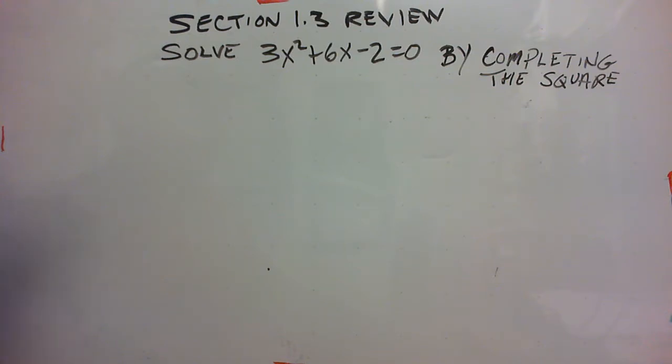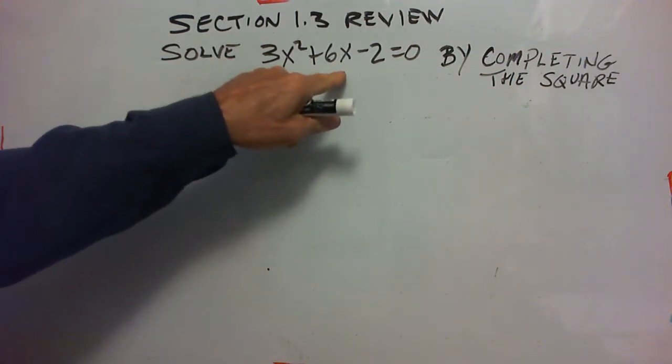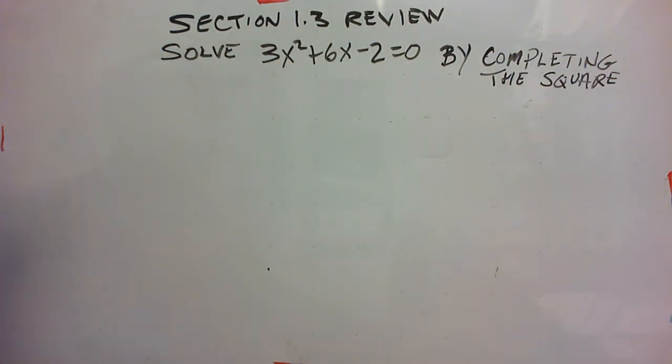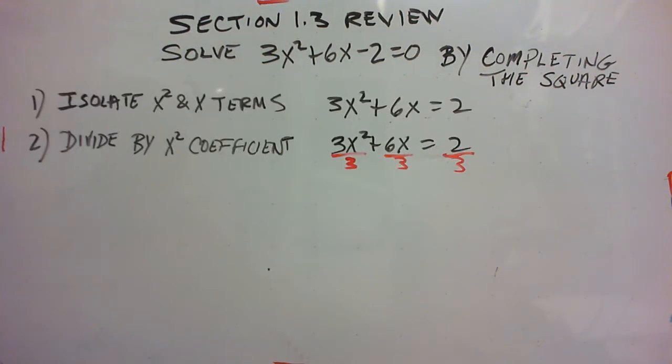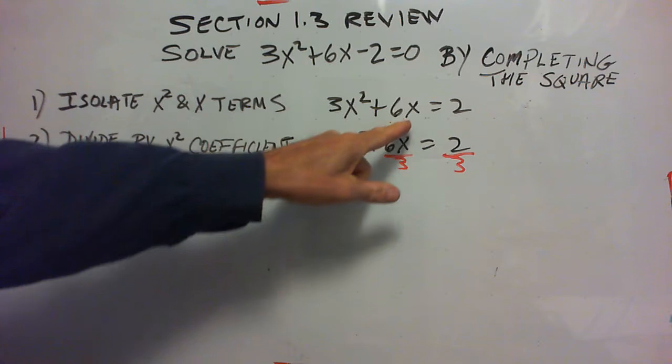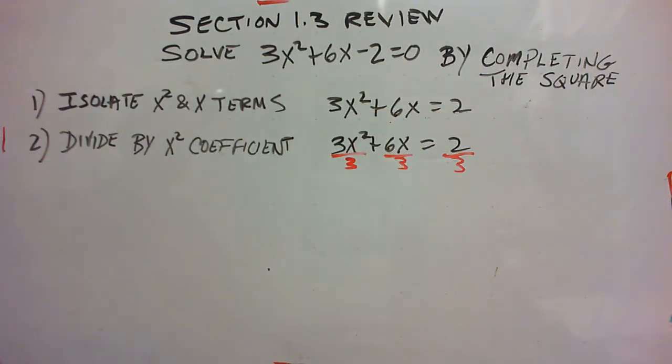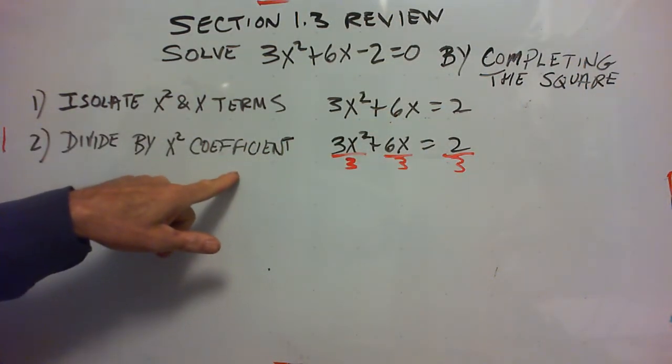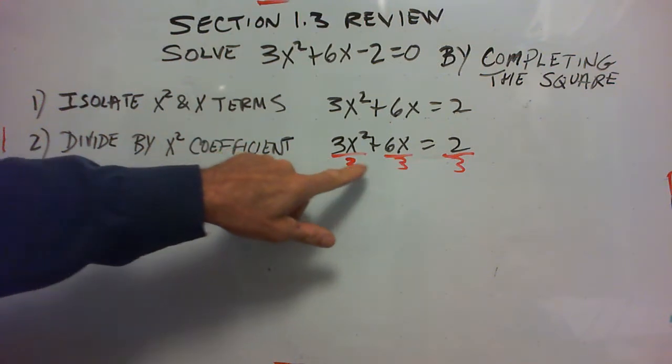Okay, in our next problem, we're going to solve 3x squared plus 6x minus 2 equals 0 by completing the square. Now, completing the square is a step-by-step process. You should memorize the first 2 steps. So your first 2 steps: isolate the x squared and x terms, so move that 2 to the other side. And the second step is divide by the x squared coefficient, which is 3.